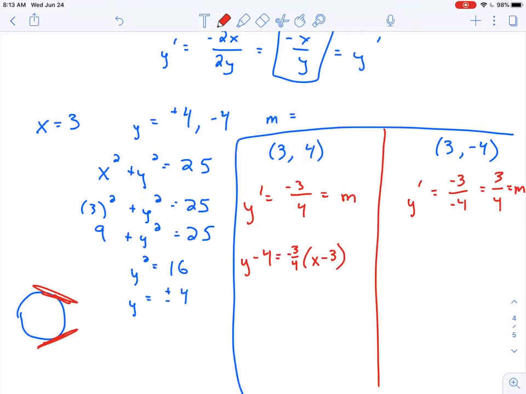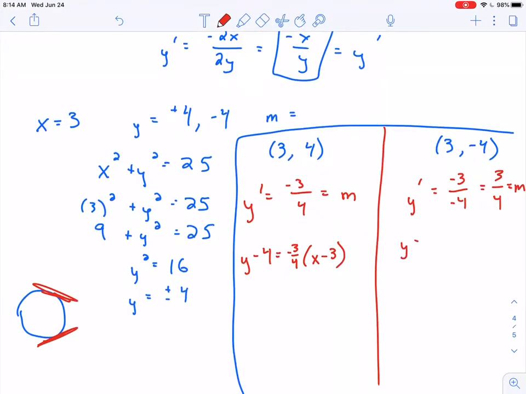So again, I have everything I need now for this point. I have my x value, I have my y value, I have my slope. I should be good to go. Y minus my y coordinate is negative 4, so maybe we'll just write that as y plus 4, equals m, that's 3/4, times x minus my x coordinate is 3. And then again, you would take this and you would solve it for y, but I will leave that up to you.